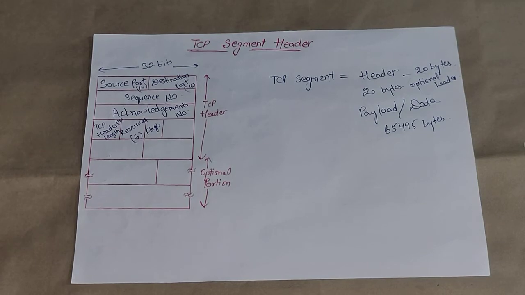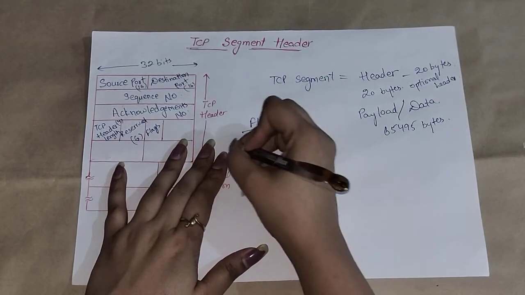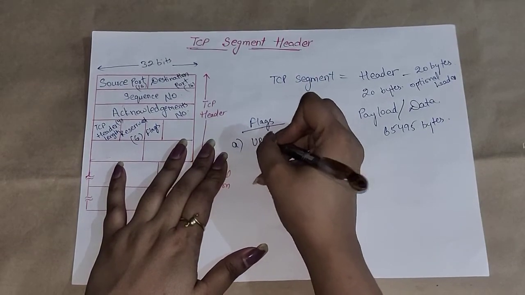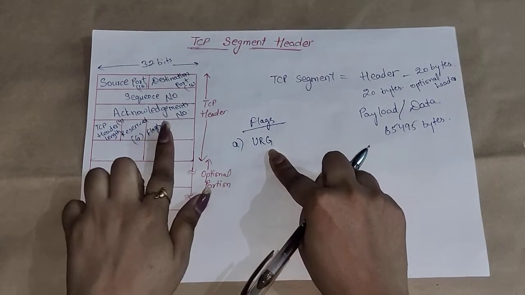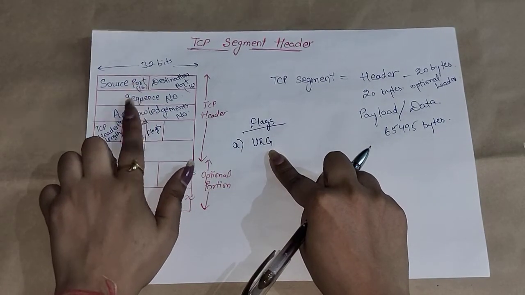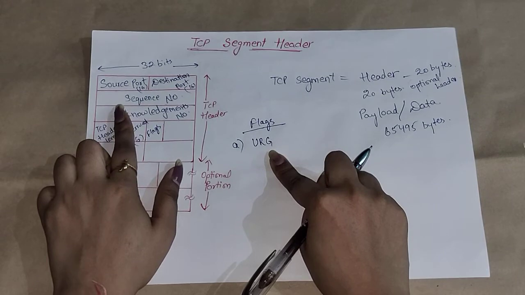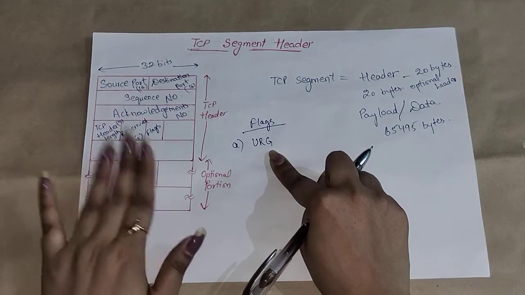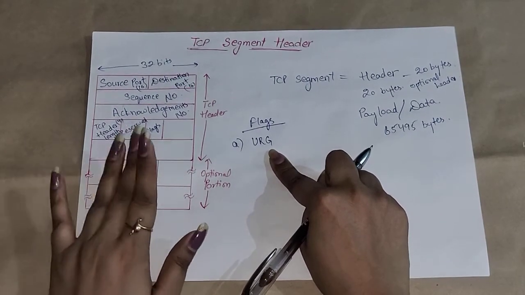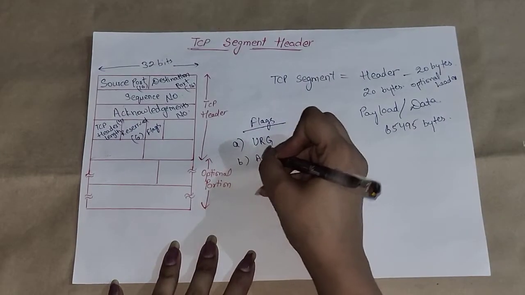Now there are 6 flags of TCP segment header. First is urgent pointer, URG. This is represented by URG. If this is set, that means the data in the TCP segment header is of higher priority, of highest priority, and this needs to be served first. The connection request in this TCP segment, TCP packet, is of utmost priority and this should be served first. Fine.